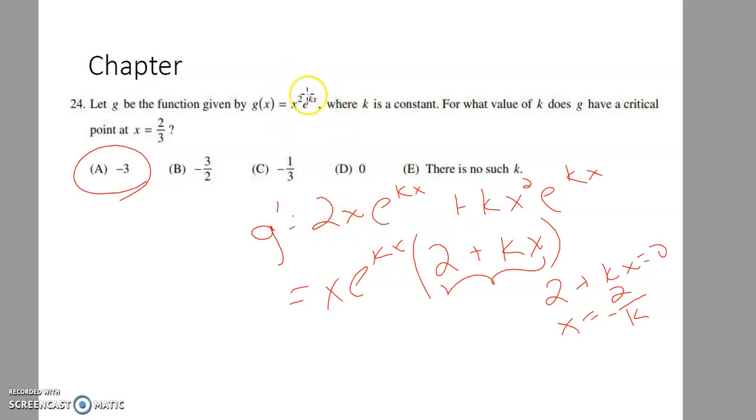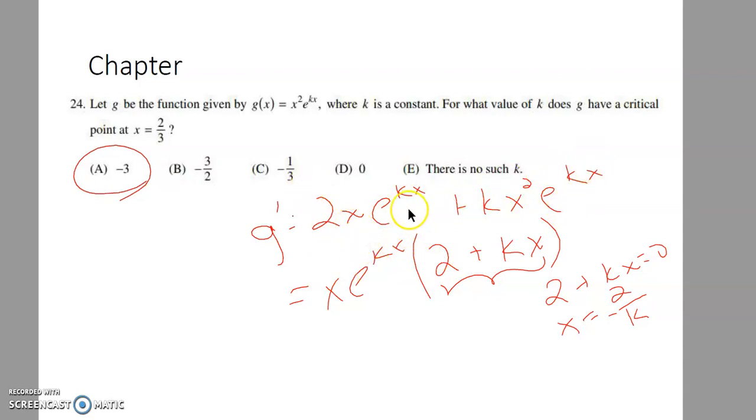My product rule is derivative of the first, that's 2x, the derivative of x squared, times e to the kx, plus the chain rule here on this second, this e to the. Remember the derivative of e to the is e to the, but I need to do my chain, which pops the k out front. So I get plus k times x squared times e to the. From there, I can factor the e to the kx out.